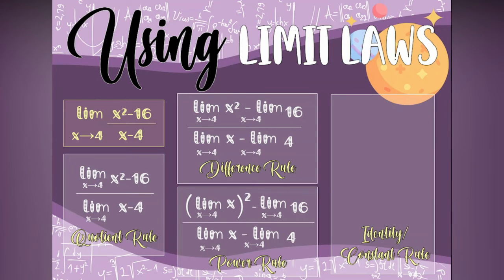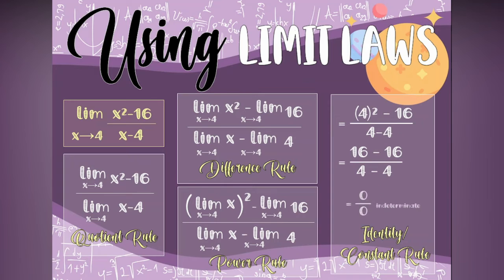For the limit of x squared as x approaches 4 and the limit of 16 as x approaches 4 over the limit of x as x approaches 4 and the limit of 4 as x approaches 4. So the last thing we do is to substitute and solve. 4 squared is 16 and 16 minus 16 is 0. And lastly, 4 minus 4 is equal to 0. So therefore, the given function is 0 over 0, thus it is indeterminate. And now, we move to our last objective that will be discussed by our prettiest tutor, Haina.